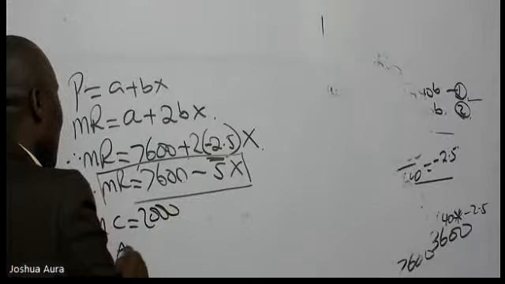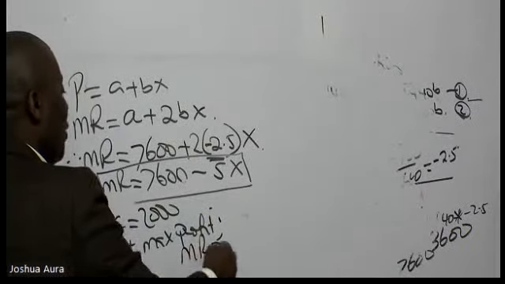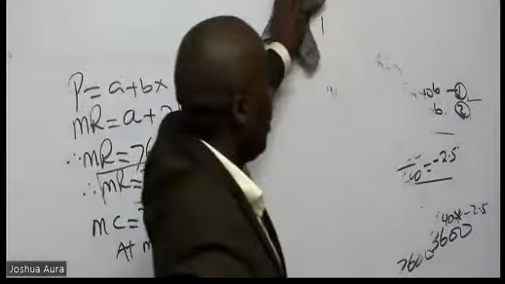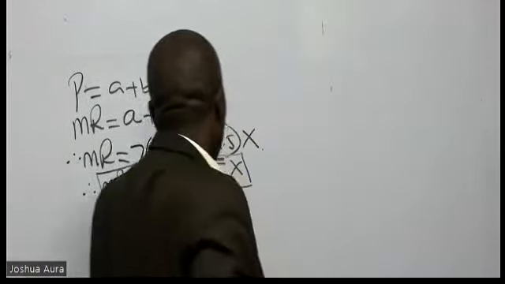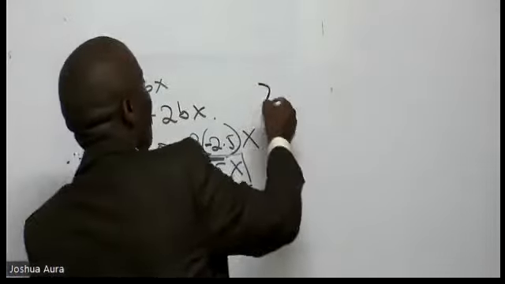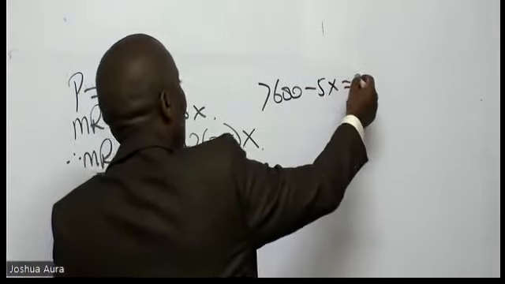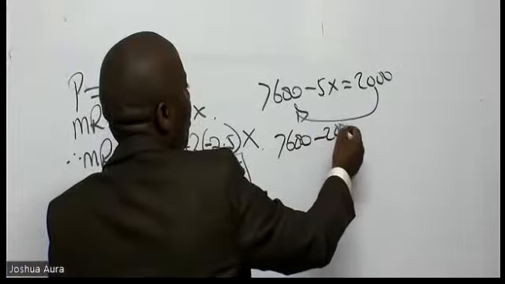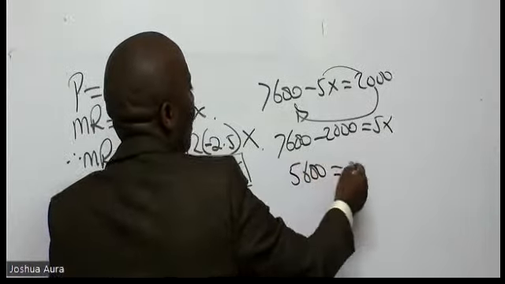And you told me that at maximum profit, marginal revenue should be equal to marginal cost. And marginal revenue now is 7,600 minus 5X, which should be equal to marginal cost of 2,000. So bring this here. So it will be 7,600 minus 2,000 equals 5X. So this will be 5,600 equals 5X.